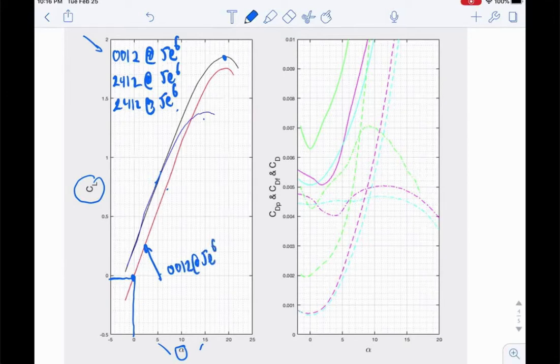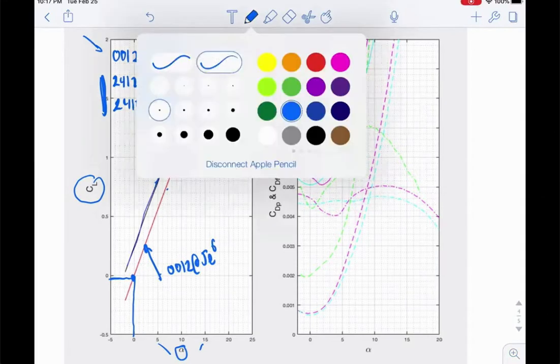So we're left with the 2412 at 2 different Reynolds numbers, 5 million. Oops, I wrote that incorrectly. 5 million and 500,000 was the other one. And so which is which? We know these must be the blue and black lines. We can see they're very similar in this regime, which I'll put a green box around.